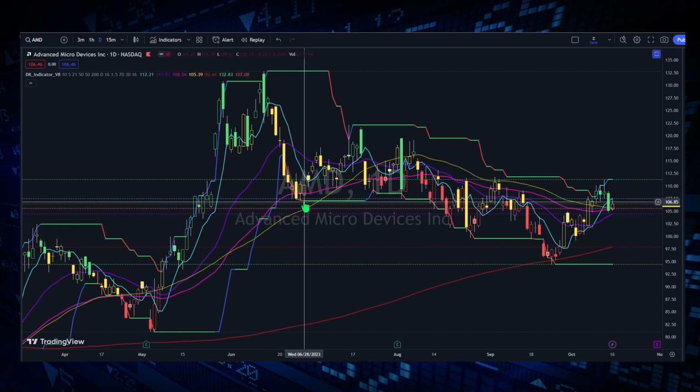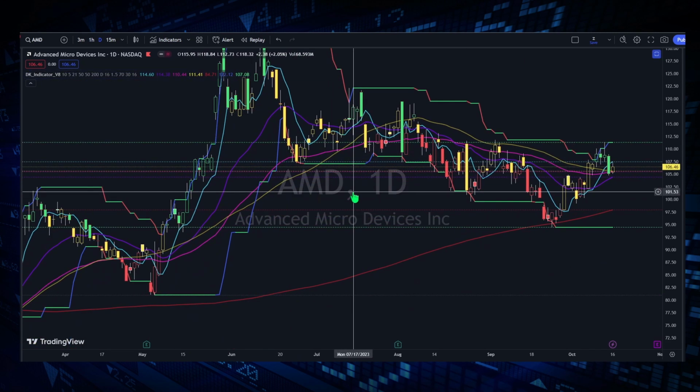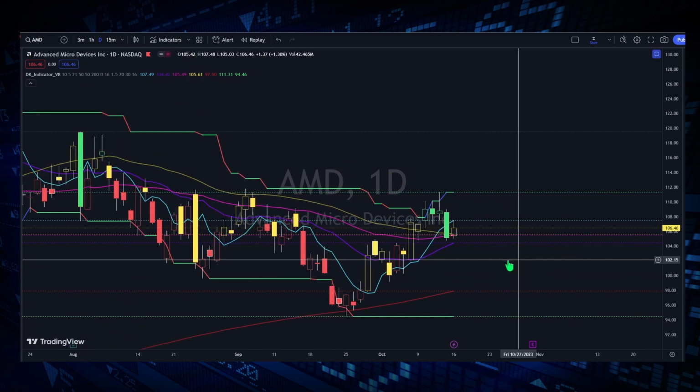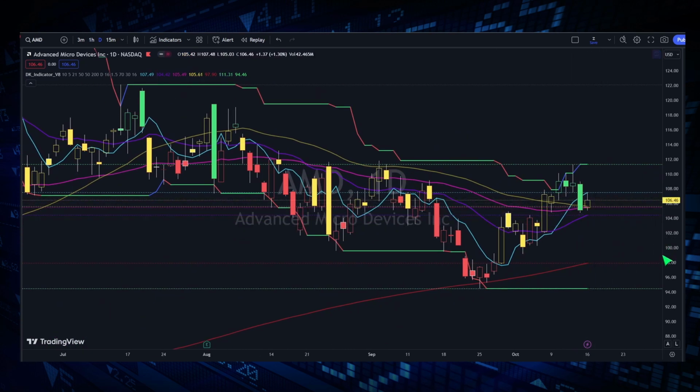Today we are going to look at a trade in AMD. First, looking at the chart, you can see AMD is neutral on our DK bar color indicator. This indicates it is not currently in a strong up or down trend.